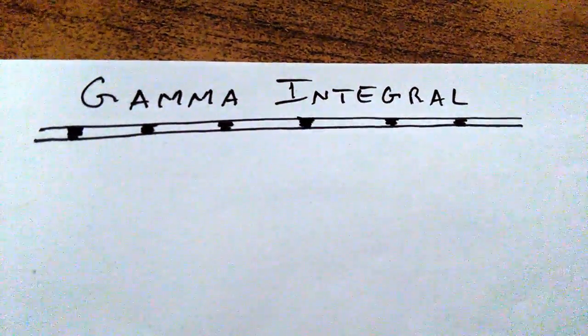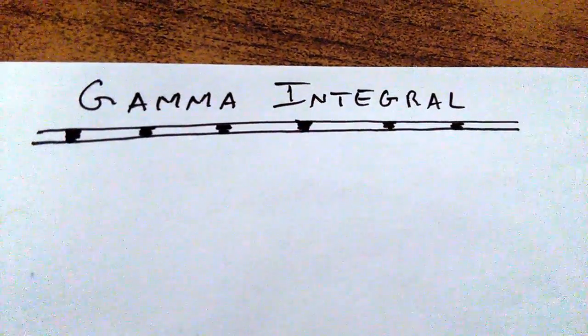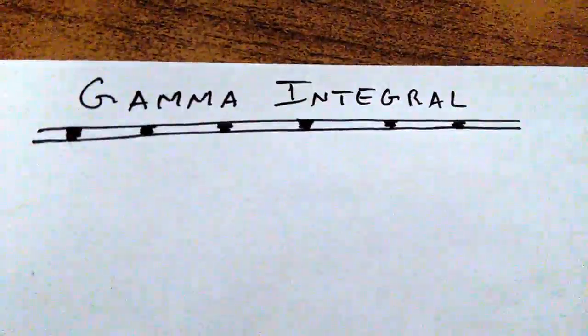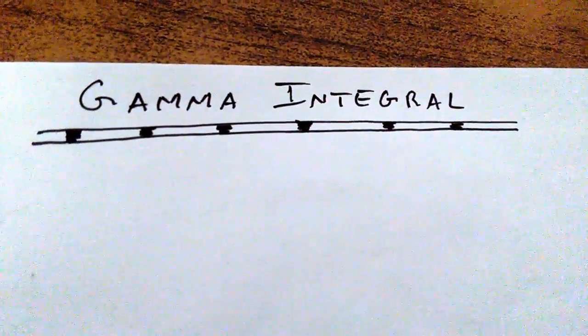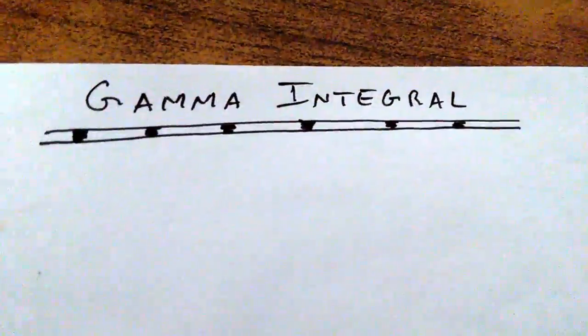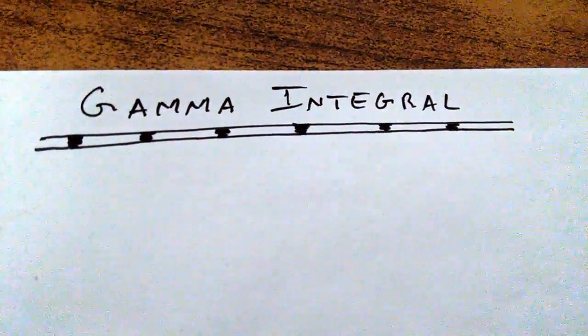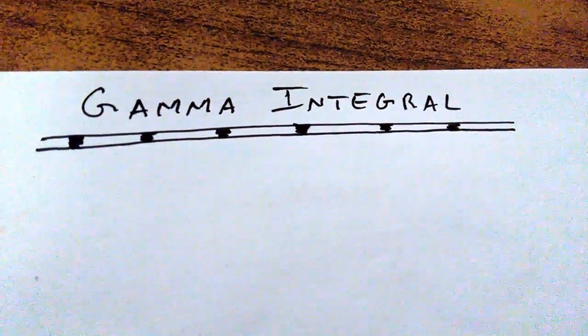So here we go. And the question might arise, what kind of integral is this? You see, the gamma function is expressed by means of an improper integral. It is defined in terms of an improper integral, so that's why we call the corresponding integral the gamma integral, on the basis of the gamma function.